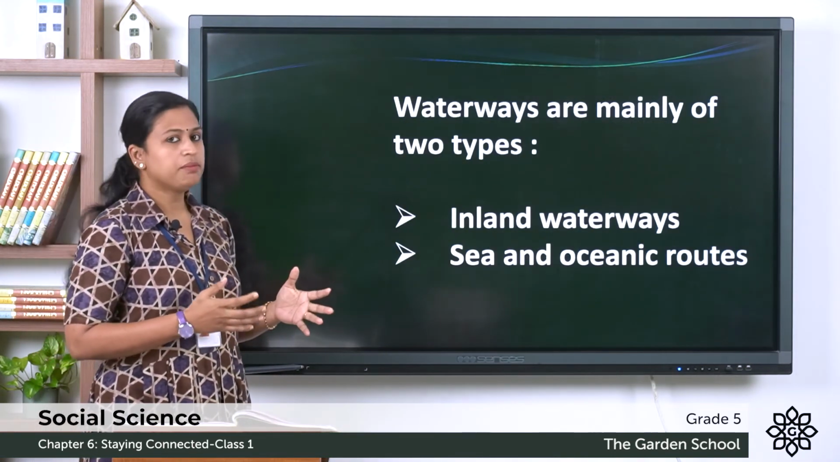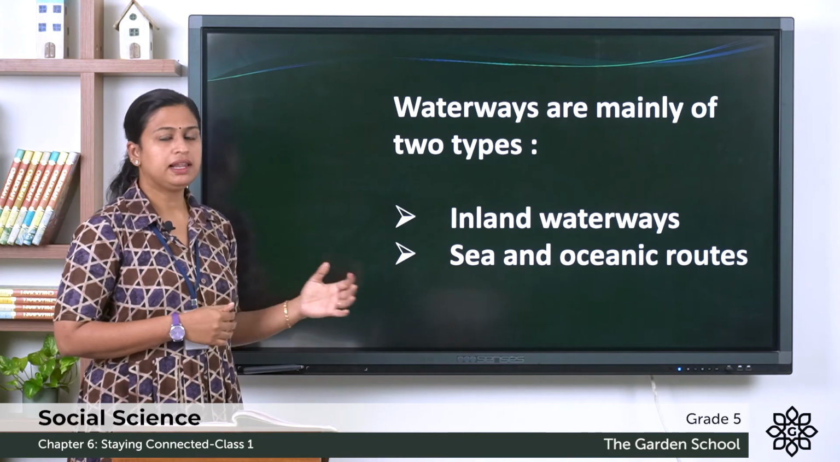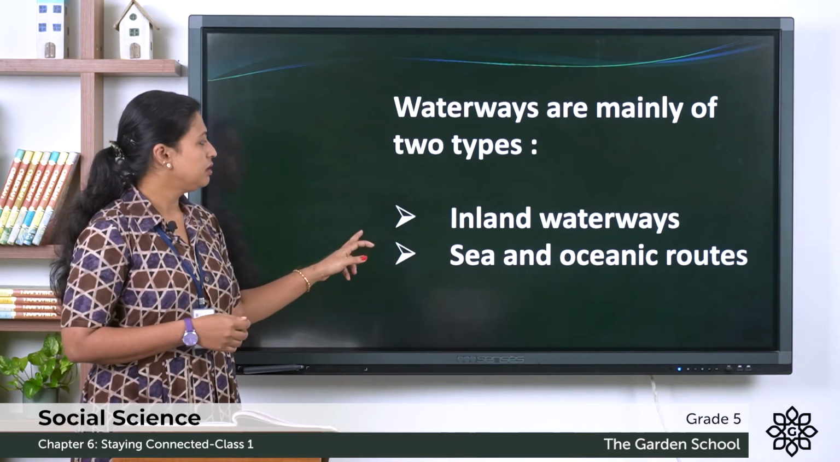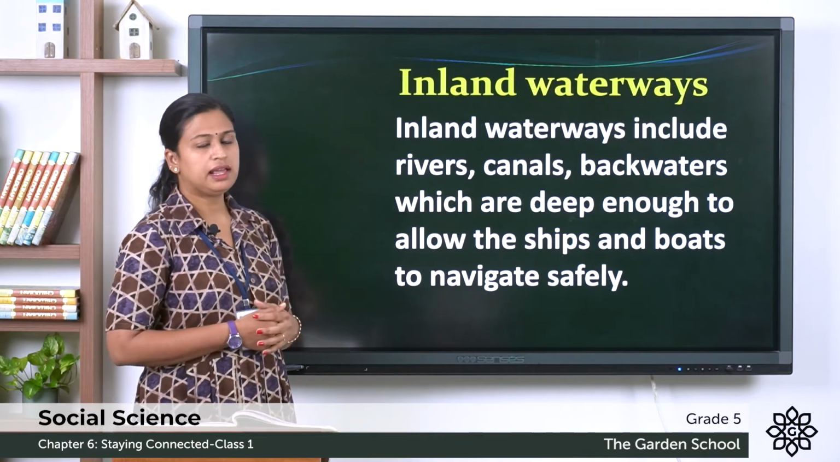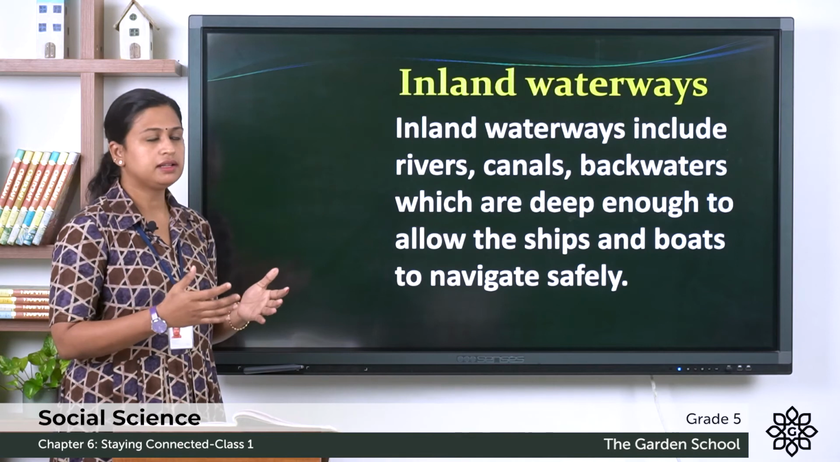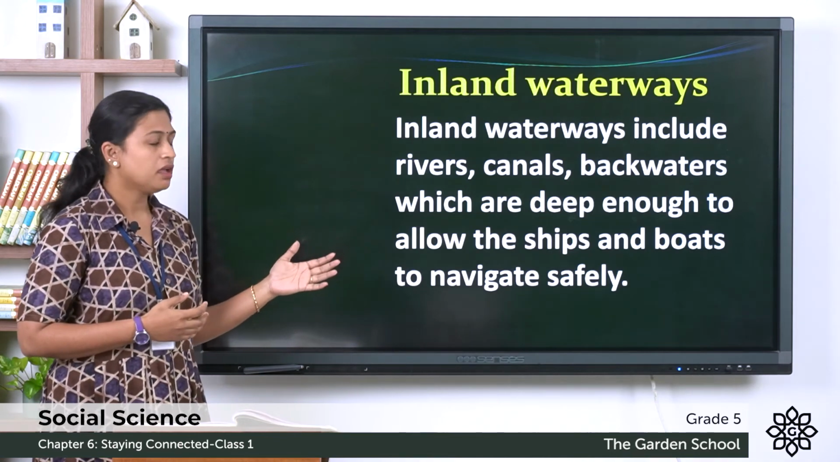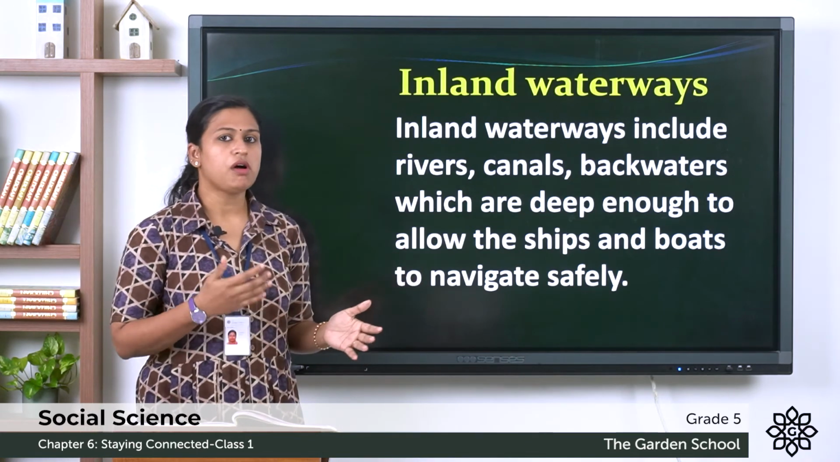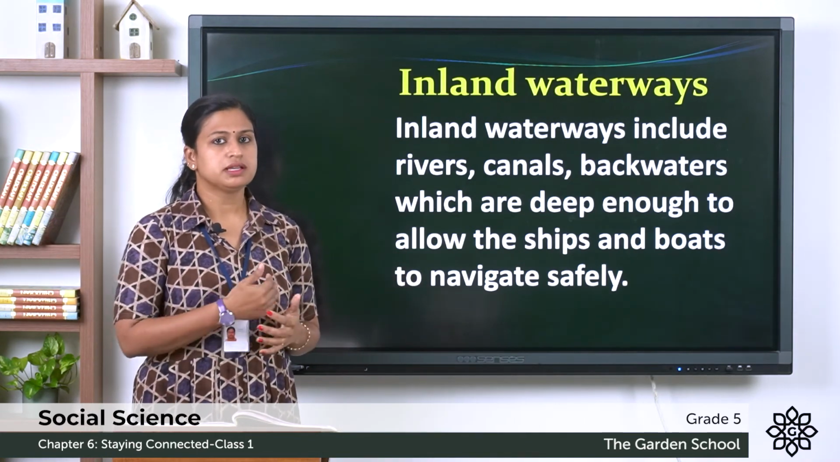Now, waterways are mainly of two types, inland waterways and sea and oceanic routes. We will see what inland waterways are. So, inland waterways include rivers, canals and backwaters which are deep enough to allow the navigation of ships and boats safely.